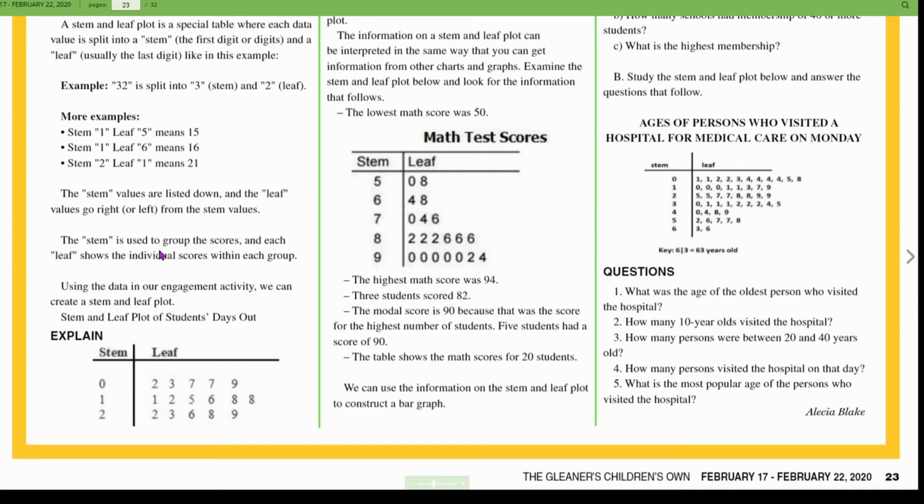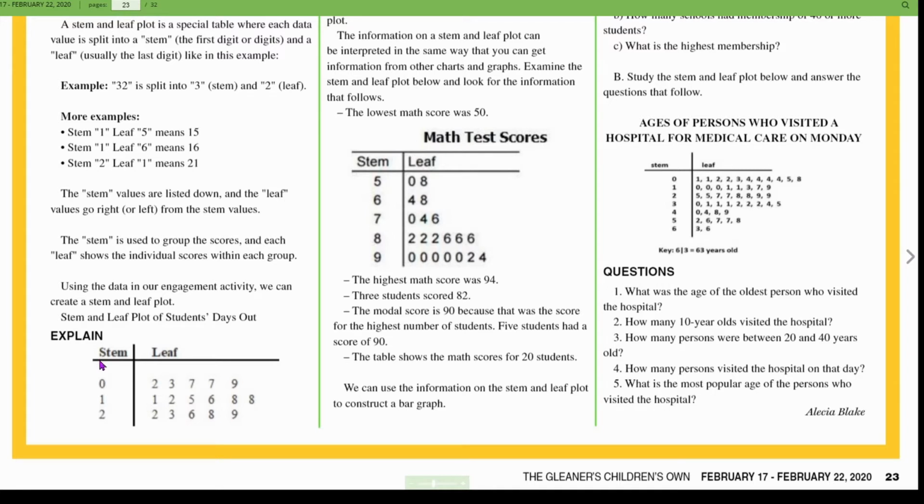The stem is used to group the scores, and each leaf shows the individual scores within each group. As we were saying, first we had the 0 to 9 group, and then we had the 10 to 19, then the 20 to 29. So that's the grouping there. So using the data in our engagement activity, we can create a stem and leaf plot. So here we would go now, stem and leaf plot of students' days out.